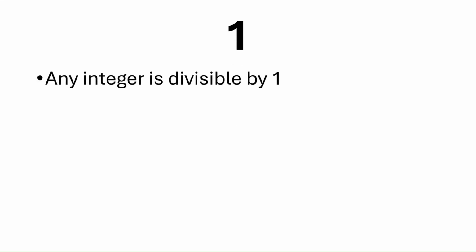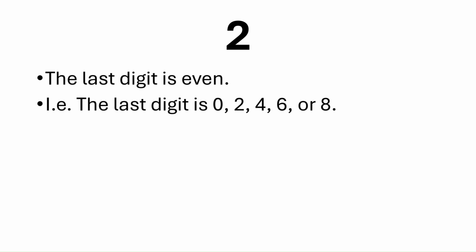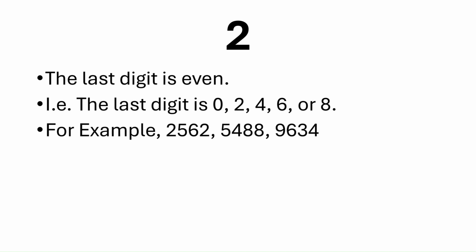1. Any integer is divisible by 1. 2. The last digit is even. That is, the last digit is 0, 2, 4, 6, or 8. For example, 2562, 5488, 9634.